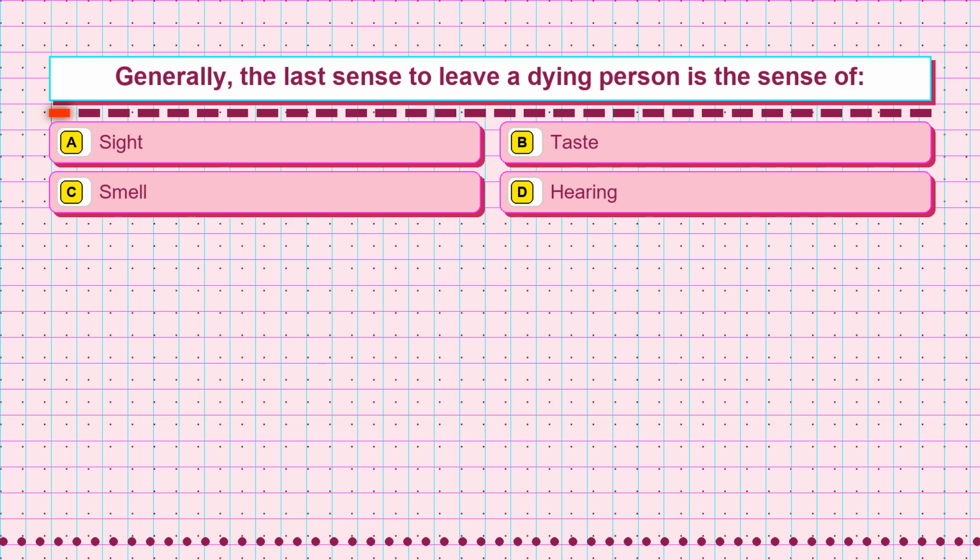Question 5. Generally, the last sense to leave a dying person is the sense of: Option A, sight. Option B, taste. Option C, smell. Option D, hearing.